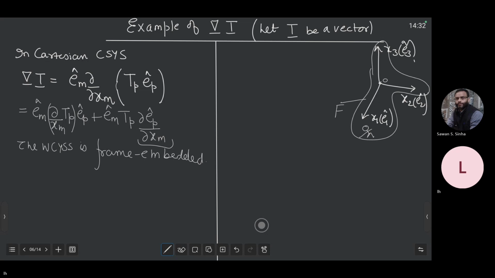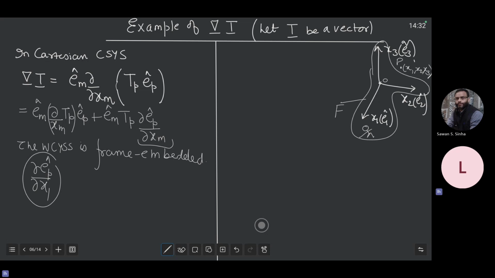So when you change xm, let's talk about this, del ep del x1. That will be one of these things. M takes values 1, 2, 3 after all. So let's focus on this. Currently you are at x1, x2, x3. According to the definition of the partial derivative, this will mean the change in EP when the coordinates are changed from x1, x2, x3 to x1 plus delta x1, x2 and x3. That's what it means.